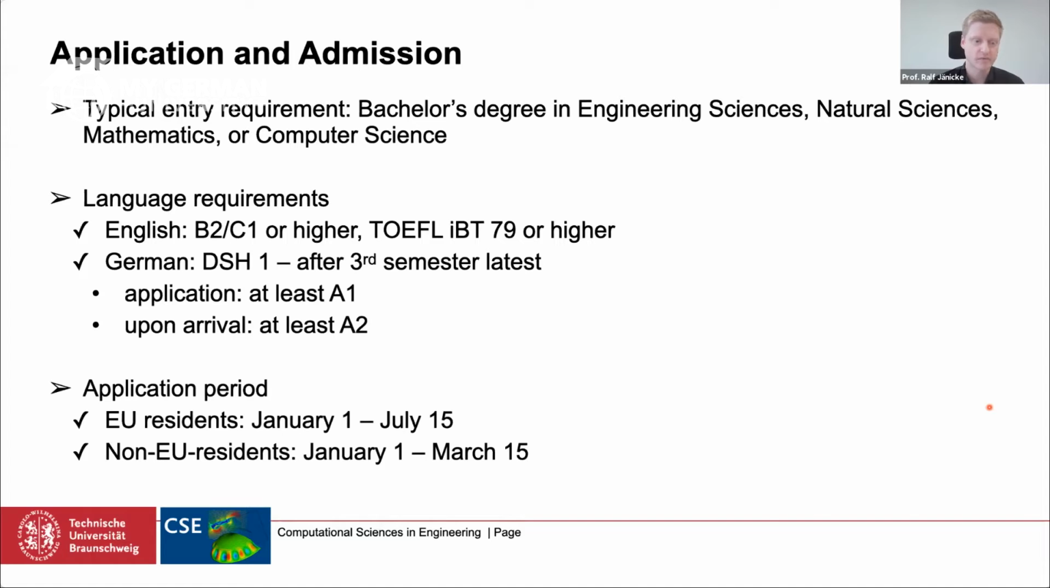And time-wise, the application period for next winter term, which is from now in roughly 1 year in October, starts in January. For EU residents, this will end in July, and for non-EU residents, it's a bit earlier, in March.